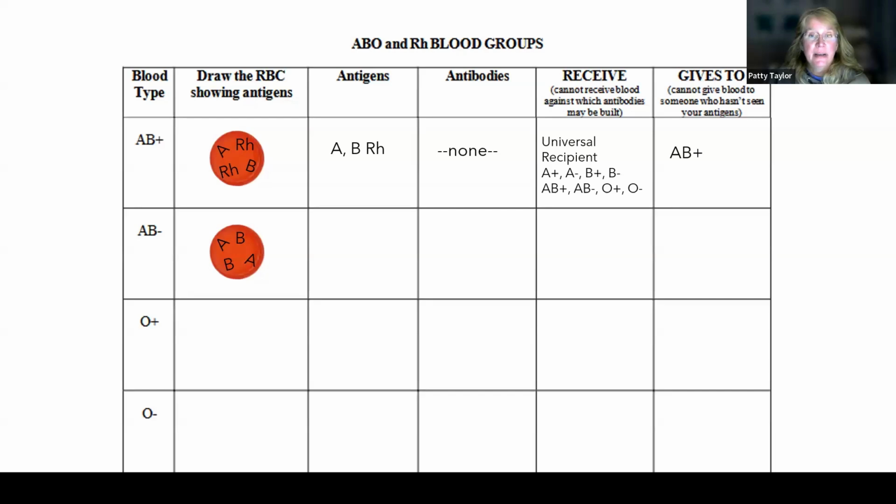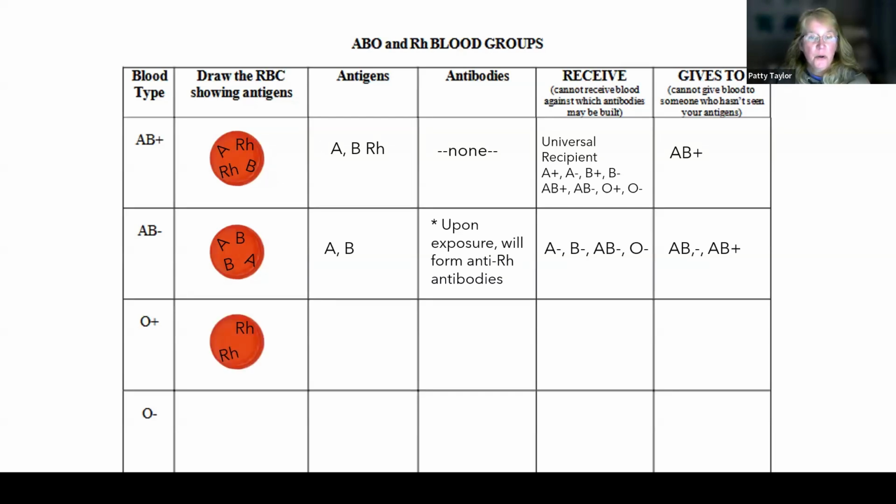Let's take a look at AB negative. Only difference here, there's no Rh factor, so upon exposure, we would build anti-Rh antibodies. I hope you're getting the swing of things, because if you're negative, you can only get negative blood. And of course, if you're giving it away, AB negative can give to positive blood, because we're only giving that person A antigen and B antigen. We're not introducing anything foreign if we're donating it to AB positive blood.